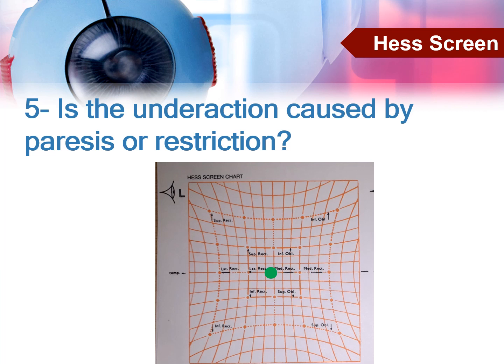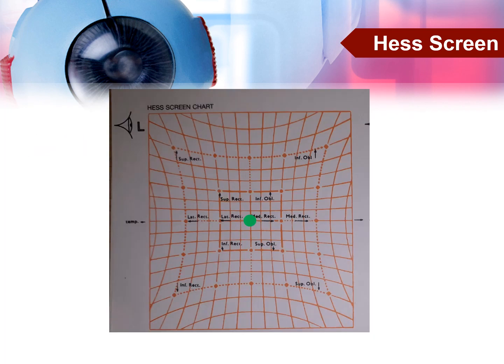The next question we need to answer is, if underaction is present, whether the cause is paralysis or restriction. The first clue to answer that question is the central dot. If the patient is esotropic, the central dot will move inwards towards the dot labeled the medial rectus. In paralytic lesions, because the deviation in the primary position is usually large, the displacement of the central dot will be large. In restrictive lesions, because there is only minimal misalignment in the primary position, the displacement of the central dot will also be very minimal.